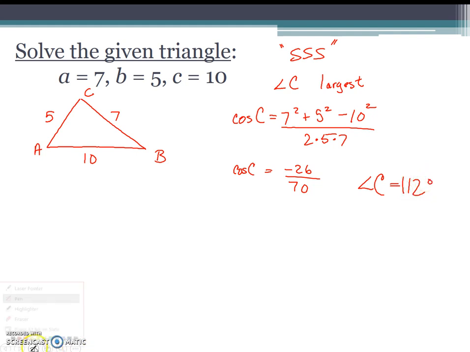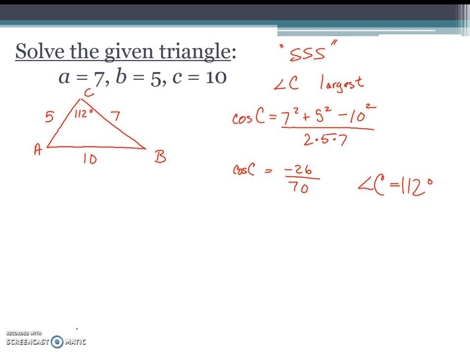Now, once you have that 112 for angle C, you can continue using law of cosines if you want to find angle A or angle B. But generally speaking, I advise you to just return to the law of sines because I think it's a little bit easier personally.